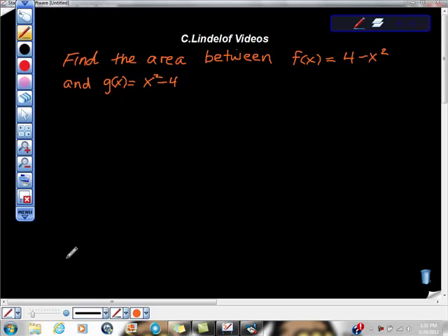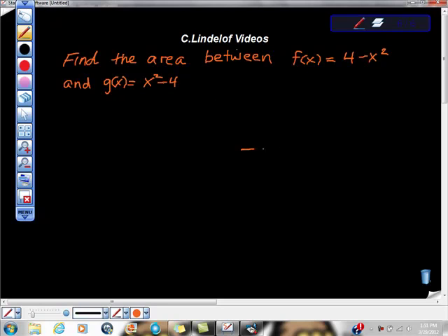All right, AP Calculus AB, just another video to remind you of the pitfalls and the confusion that you might find. We're asked to find the area between f of x is equal to 4 minus x squared and g of x is equal to x squared minus 4. And I can see how a person could get an answer here.